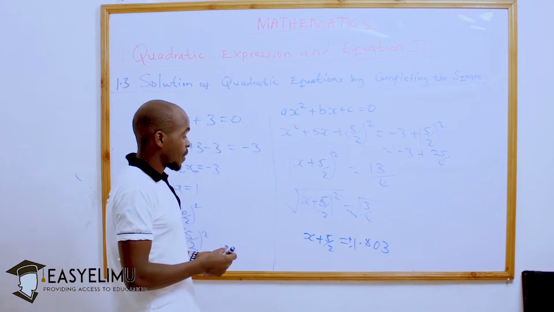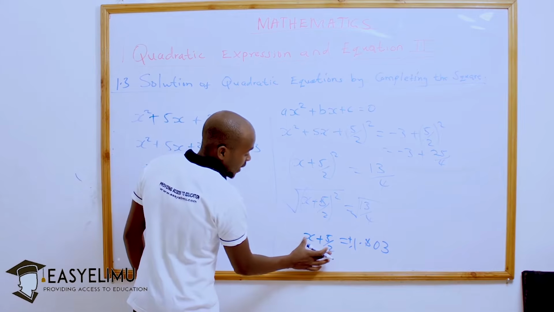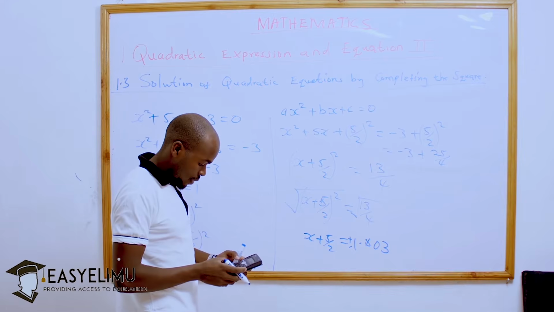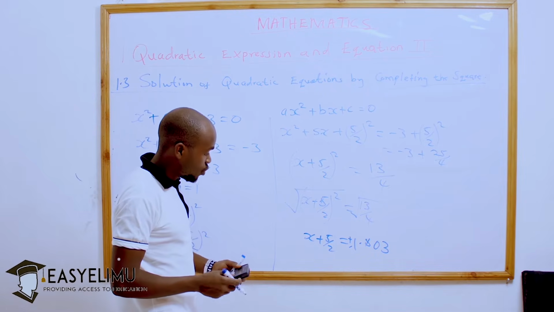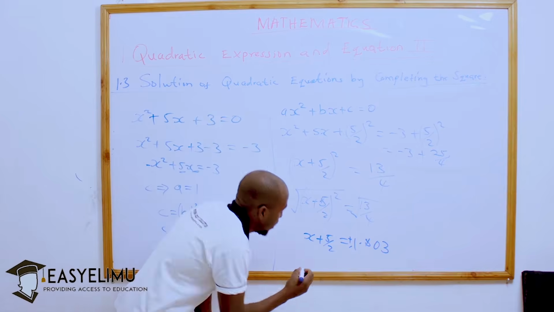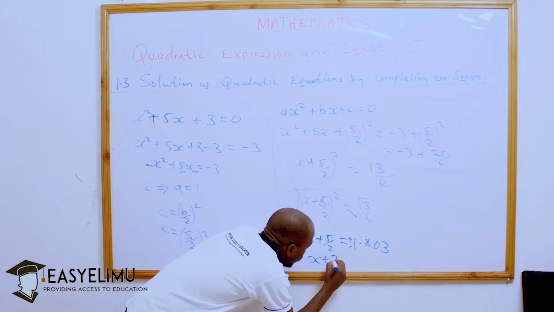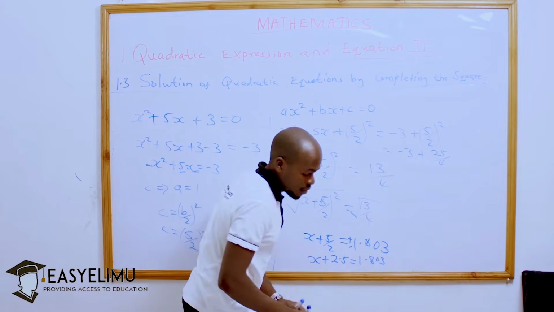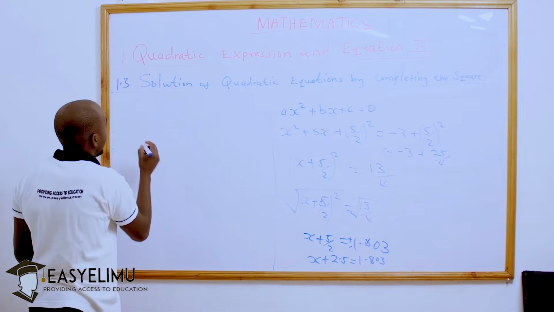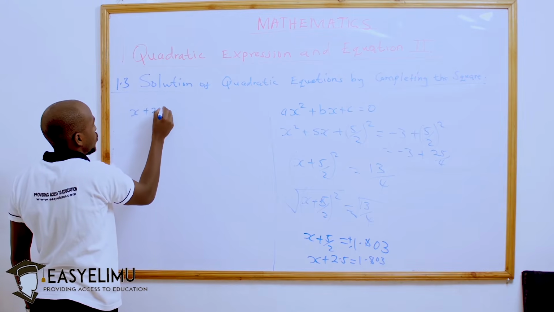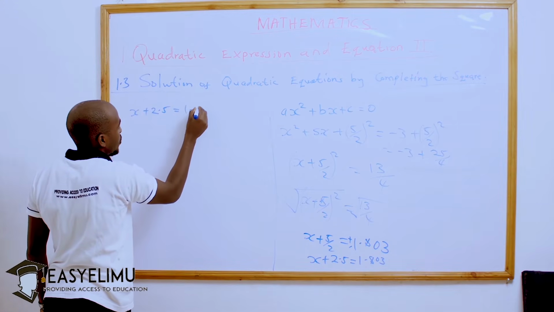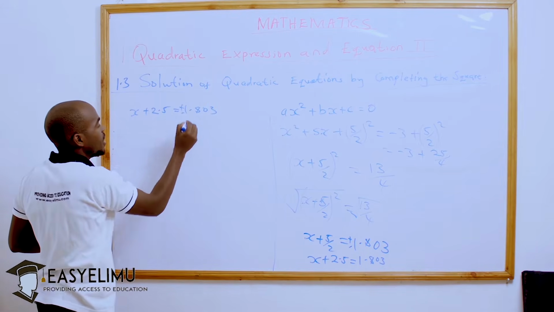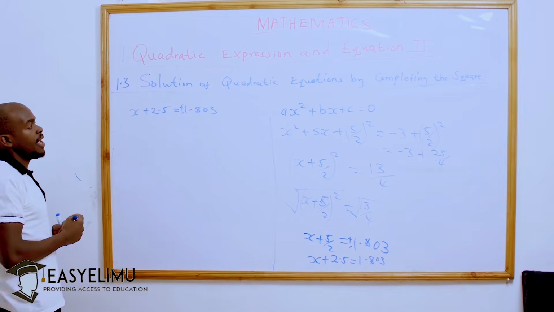So it depends. Now, we shall take this x plus 5 over 2, whereby if we simplify that one, 5 over 2 we are going to get is 2.5, and we can say that this one can be x plus 2.5 is equal to 1.803. So, on working out, we said x plus 2.5 is equal to 1.803.